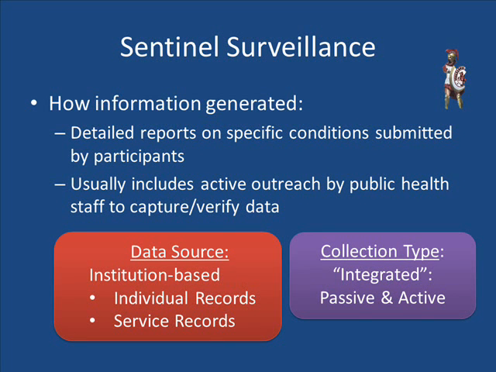Slide 27. The information of sentinel surveillance is generated by detailed reports on specific conditions submitted by participants. It usually includes active outreach by public health staff to capture or verify data. Data sources are individual and service records. Collection type is integrated, passive and active.